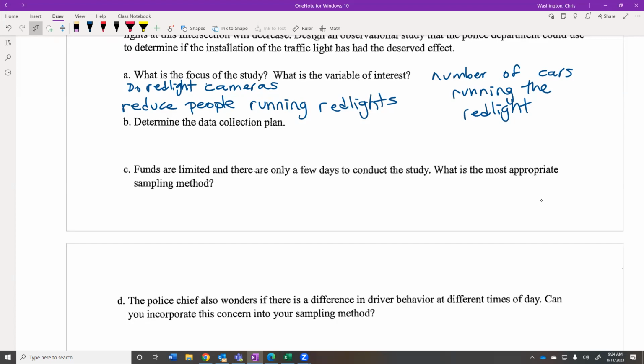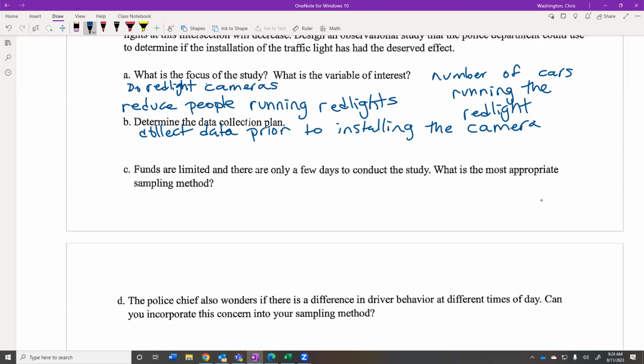We need to collect data prior to the installation of the camera. Now, obviously you can't do that with technology, because technology is not going to tell you who ran the red light, since you don't have the camera there anymore. So you might need to actually go stand or sit close to the red light and observe how many people run the red light that day, or over the span of a couple weeks, maybe.